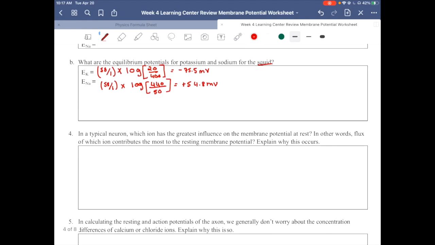All right, so next we're going to be looking at a typical neuron, and we're going to be looking at the influence that ions have. This question is specifically asking which ion has the greatest influence on the membrane potential at rest. We know that at rest, almost all of the sodium voltage-gated channels are going to be closed, and the potassium voltage-gated channels are also going to be closed, but some potassium channels are open, and because of that, potassium moves down its concentration gradient and out of the axon.